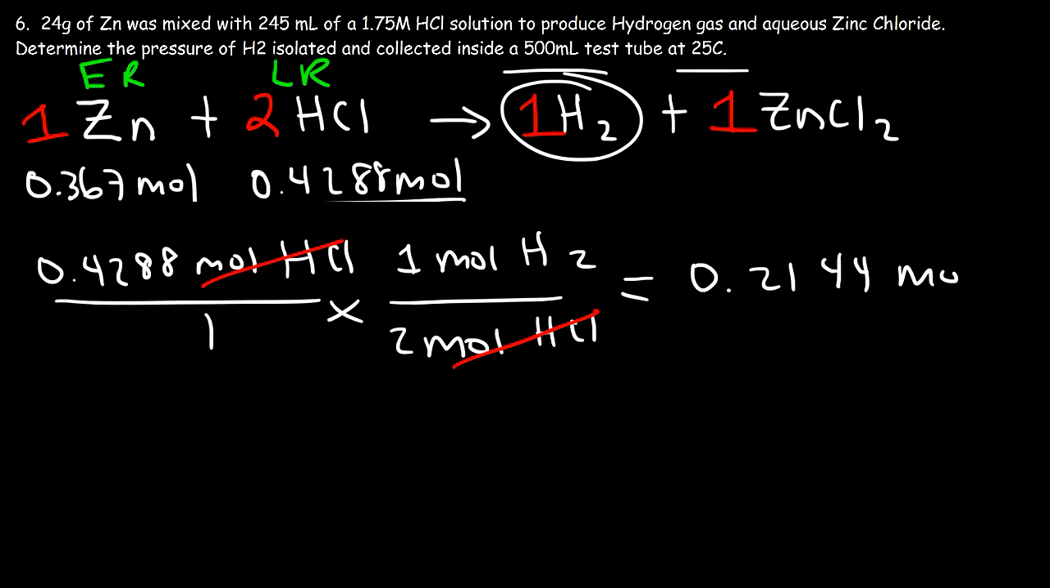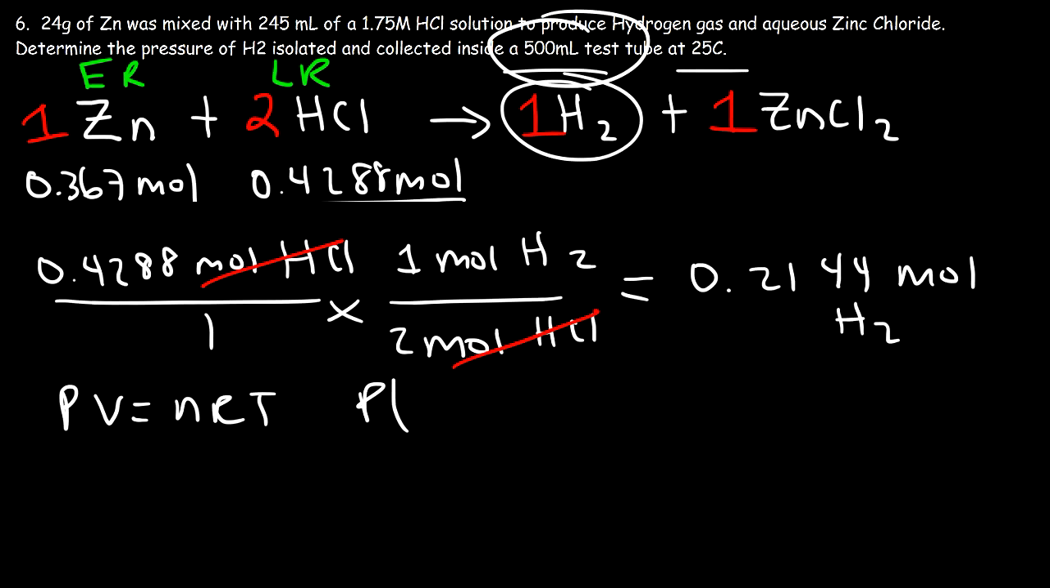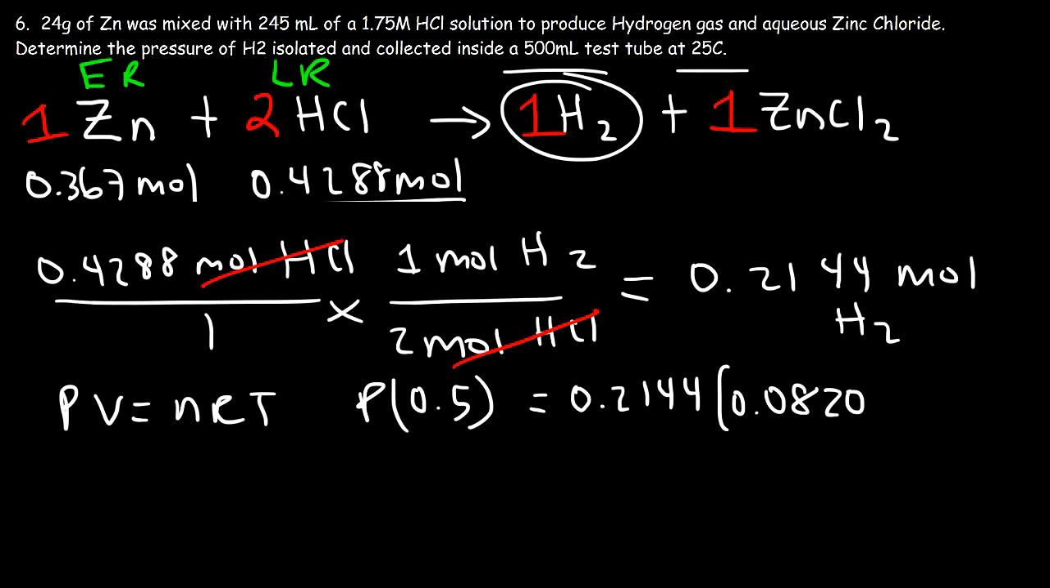So now that we have the moles of hydrogen gas, we can now calculate the pressure using this formula. PV is equal to nRT. So the volume is 500 milliliters. But if you're going to use an R value of 0.08206, V has to be in liters. So if you divide 500 by 1,000, you're going to get 0.5 liters. And we have n, it's this number. And we know what R is, 0.08206. And the temperature, we need to convert it to Kelvin. 25 plus 273 is 298 Kelvin.